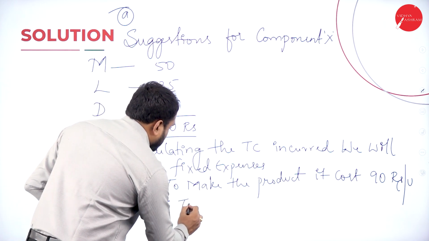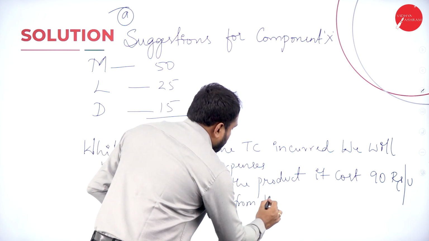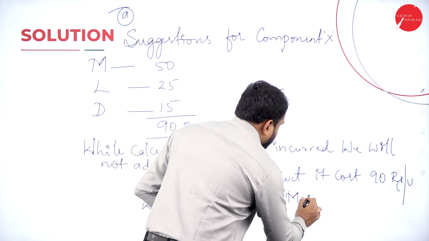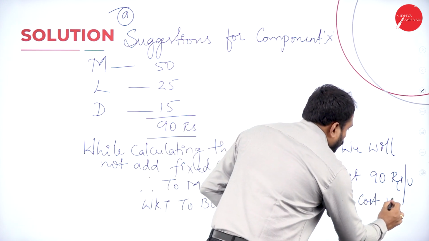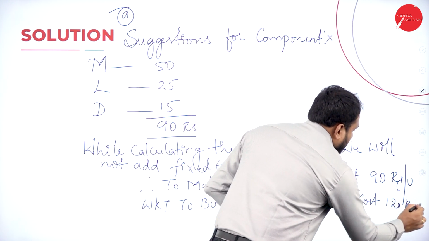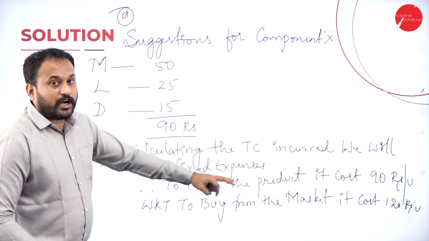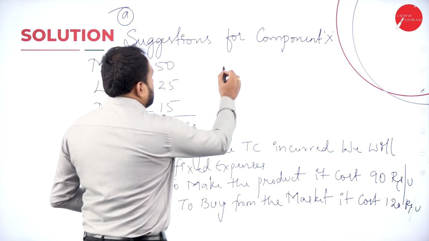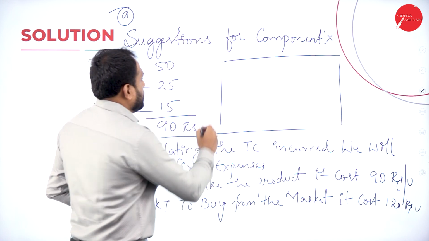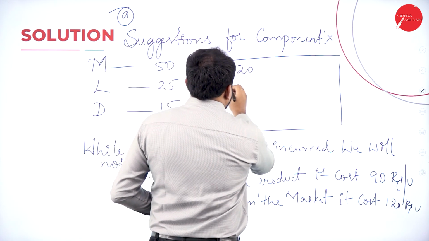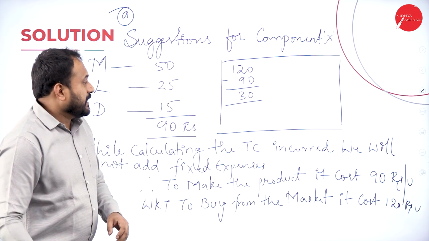And we know that to buy from the market, it costs 120 rupees per unit. So we got to know this. After all these things, you will go with 120 minus 90, which is 30. Now 30 rupees is saved.